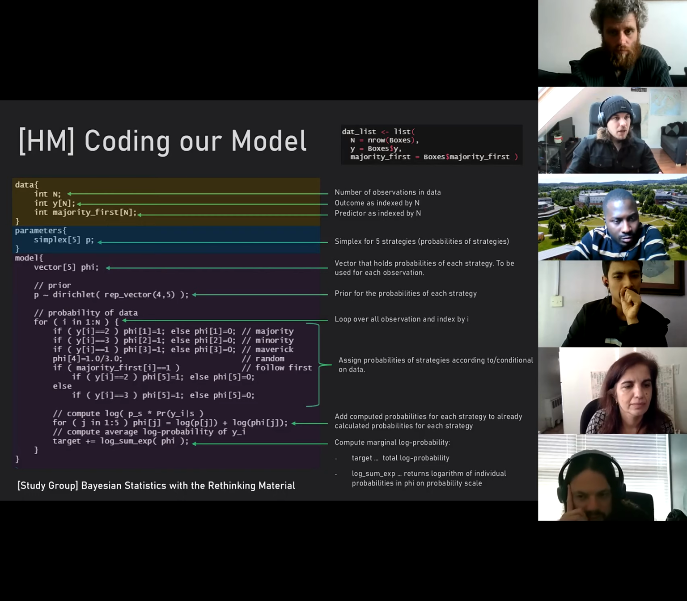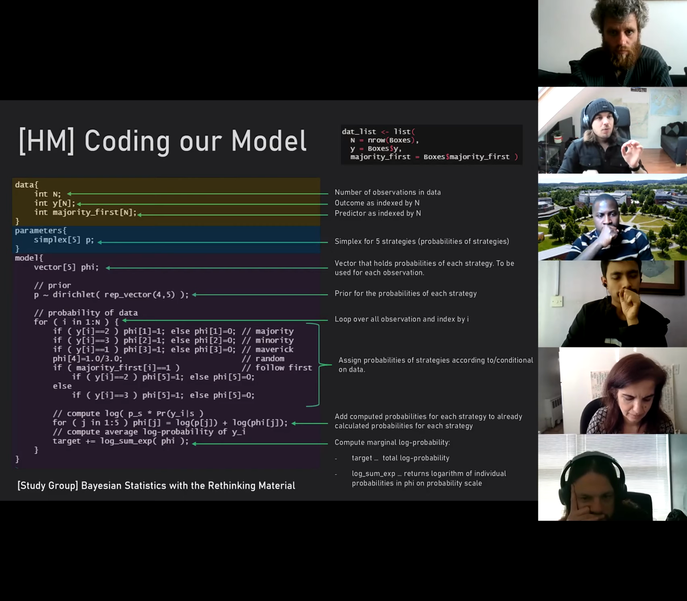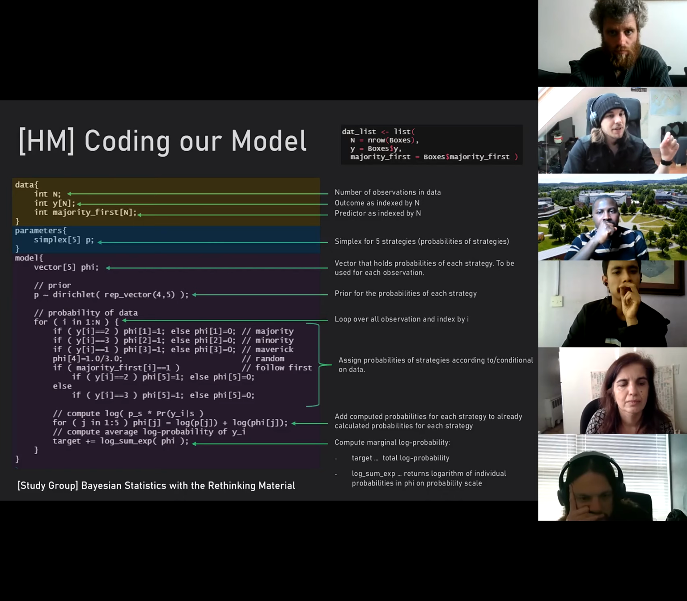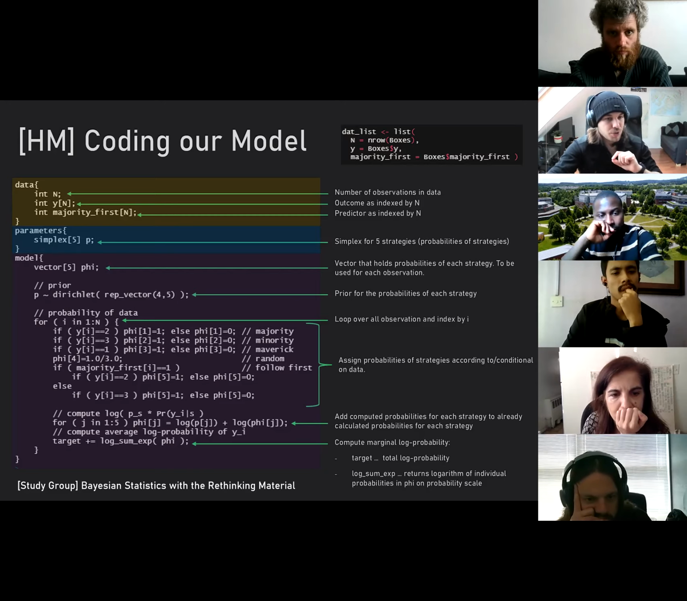So we then loop over all of our observations just with an index i. And i goes from 1 in steps of 1 all the way to n, which is the number of observations. This is now where we manually assign the probabilities for each of our colors given the strategies. So what we see now, and we'll just take one of these lines right now, is if the currently iterated upon color that is chosen, yi, is 2, aka majority color, then we can say that the probability for our first strategy is 1.